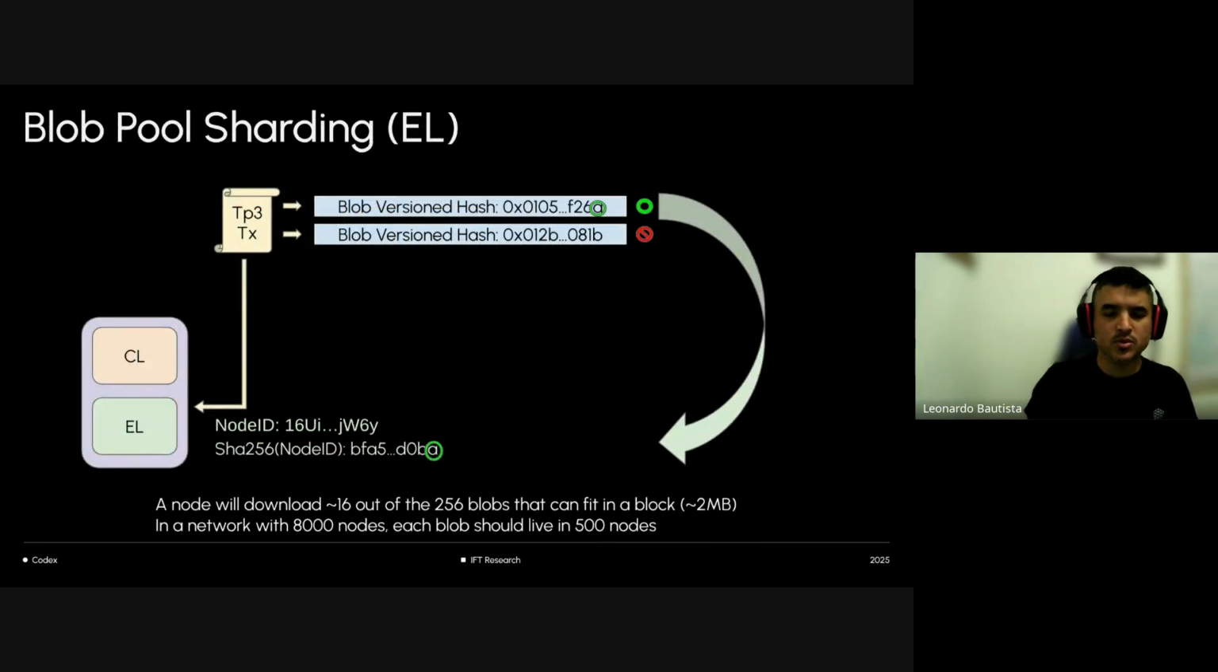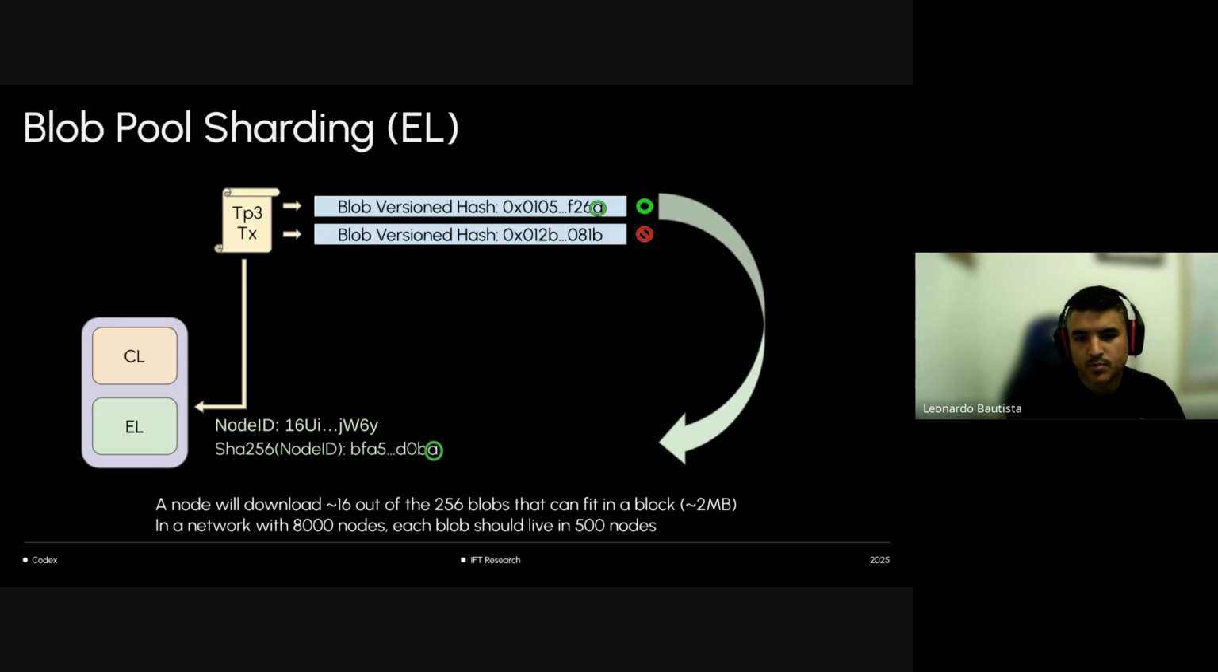So for that, we propose 2 changes. One of the changes that we're proposing is blob pool sharding at the execution layer. What this means is that we want to shard the blob mempool so that the execution layer doesn't need to download all the blobs. It will only download a few of those, okay? Now the question is how to do it.